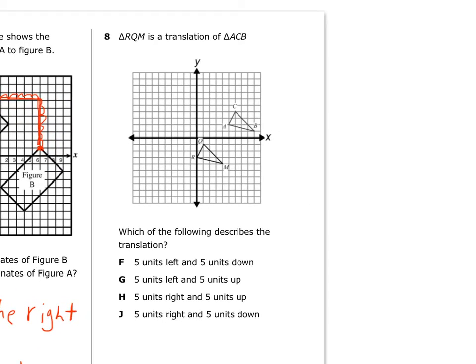On 8, which of the following describes the translation? Now, what we've got to see first is up here, it says that RQM is a translation of ACB. So which triangle came first? ACB. Because RQM is the translation of it. So ACB came first. It's important that you understand that wording, because if you get it backwards, you end up getting it wrong.